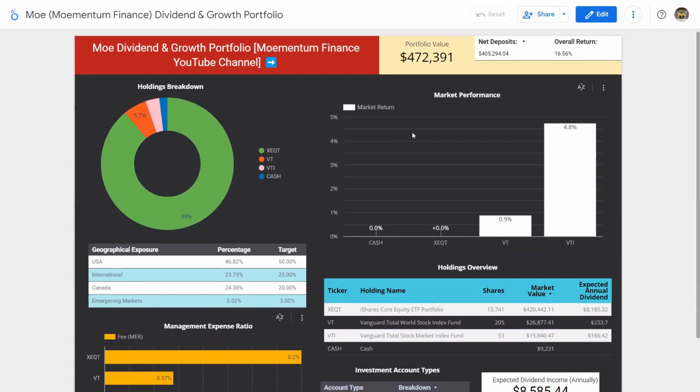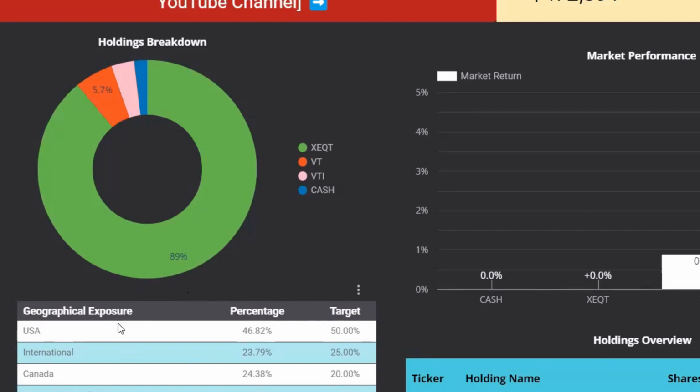And in fact, as you do notice, close to 90% of our holdings are already in X equity. For the remainder, we get exposure of 5.7% to VT, 3.4% to VTI, and about 2% now sitting in cash, as I pointed out. We do have some target geographical exposure set for this portfolio.